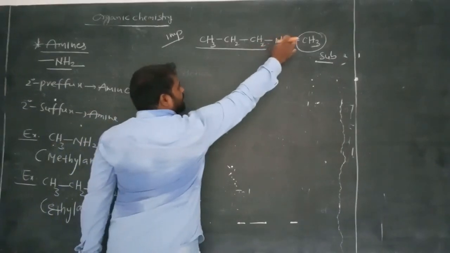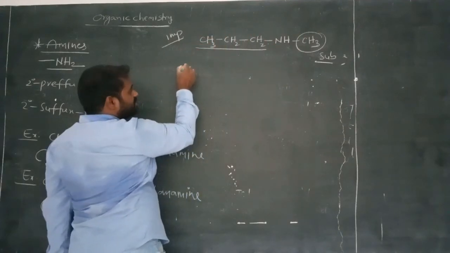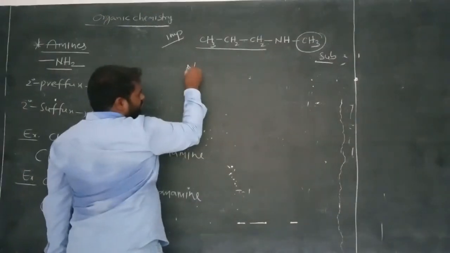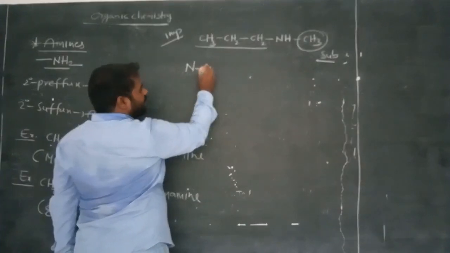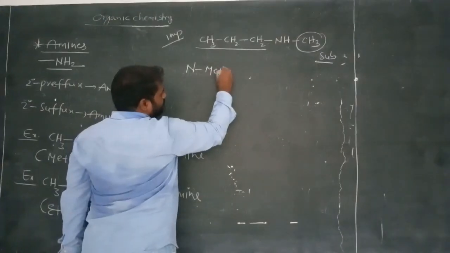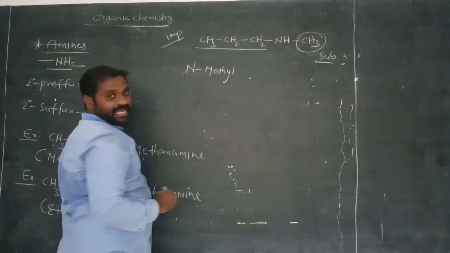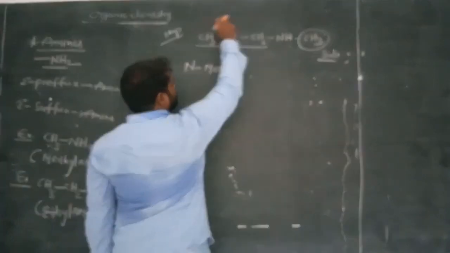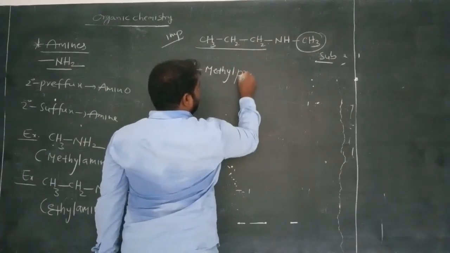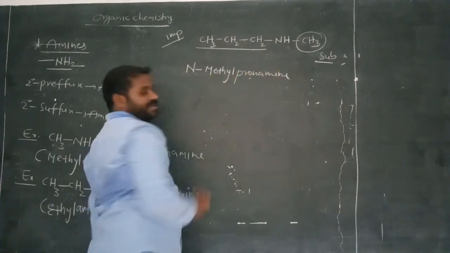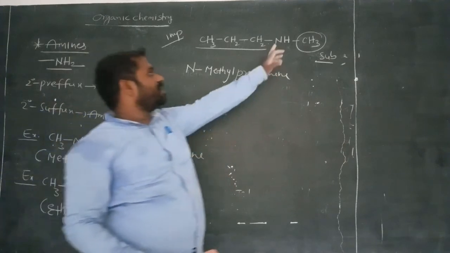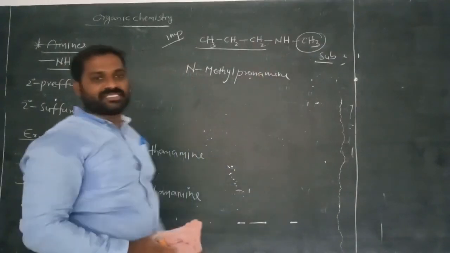On nitrogen it consists of a methyl group. Am I right? So write nitrogen bond, it consists of a methyl group. So N-methyl. Then how many carbons here? 1, 2, 3. Propanamine. N-methyl means that in the amine compound, one methyl group is present on the nitrogen.